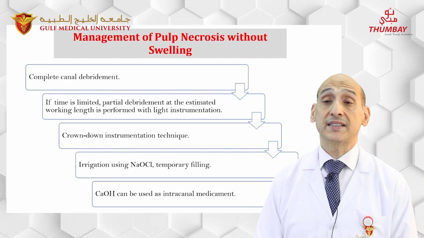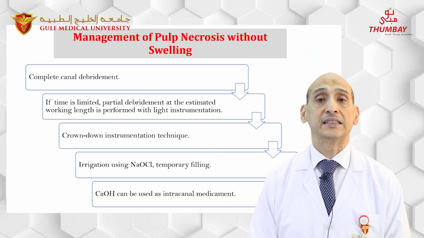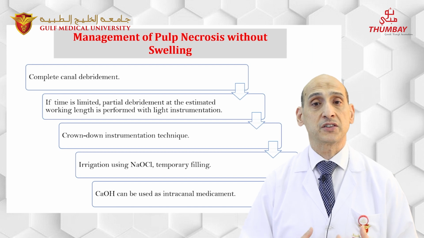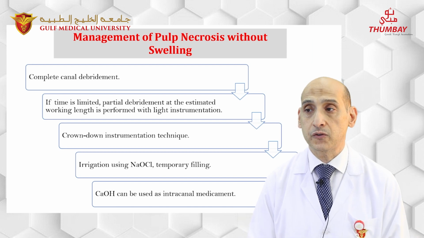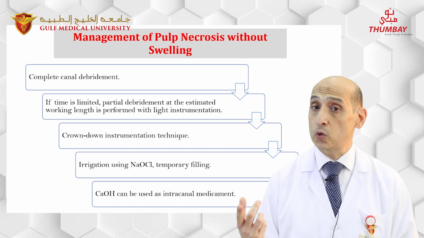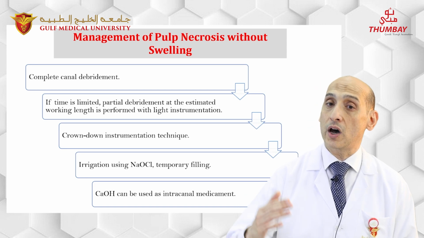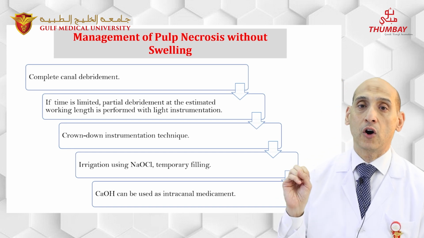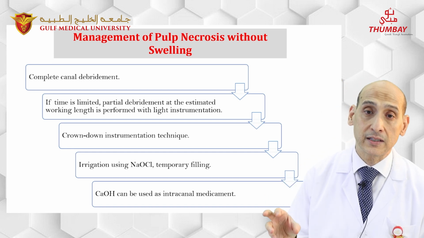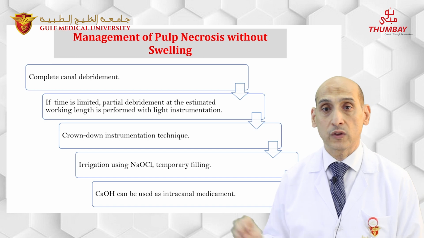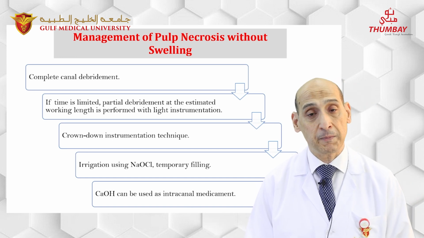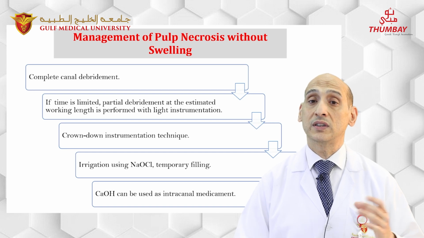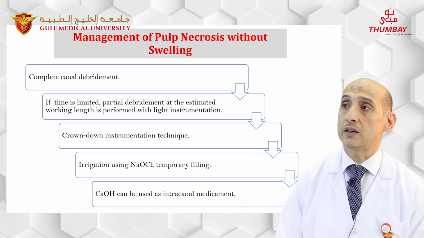So management of these cases will start by access cavity preparation, of course, and canal debridement. Debridement here means removal of the irritants from the root canal system. It's preferred to go for a crown-down technique, starting preparation coronal, then middle, then apical, to avoid pushing the irritants or the microorganisms through the apical foramen. I can put calcium hydroxide between visits to decrease the bacterial population in the root canal.